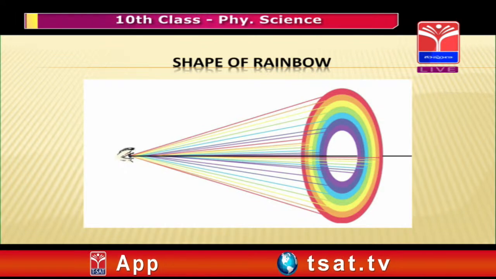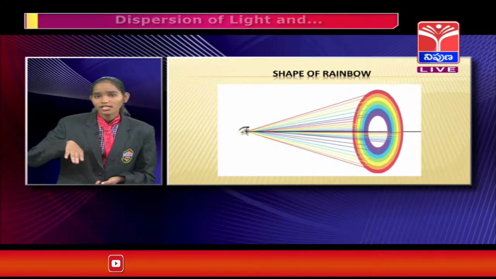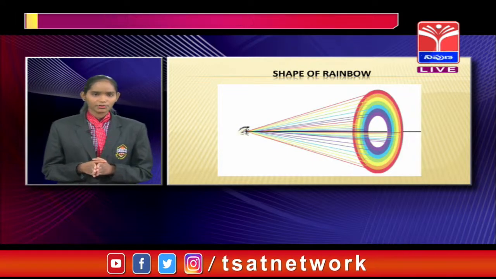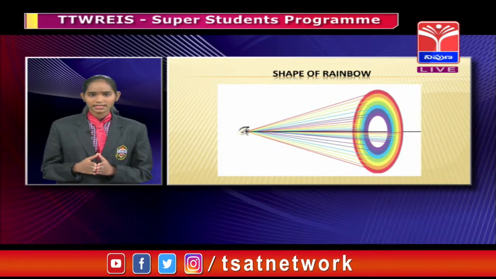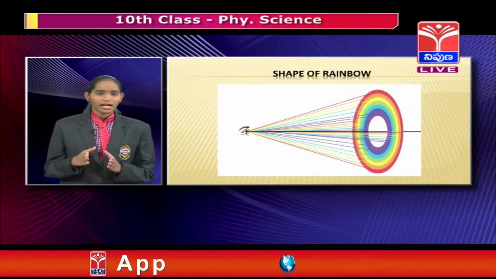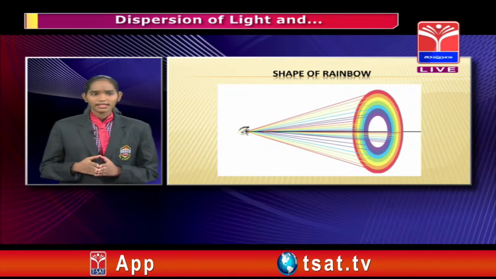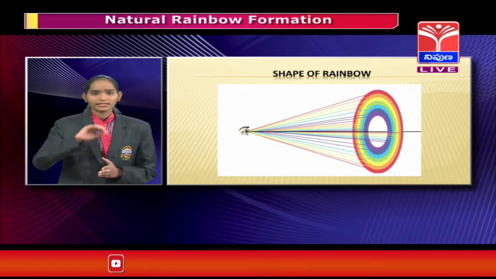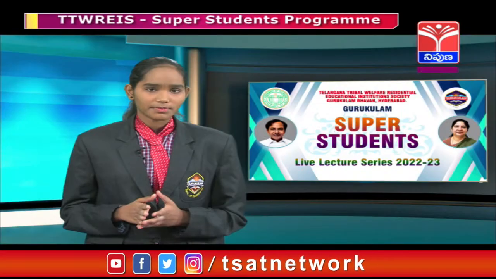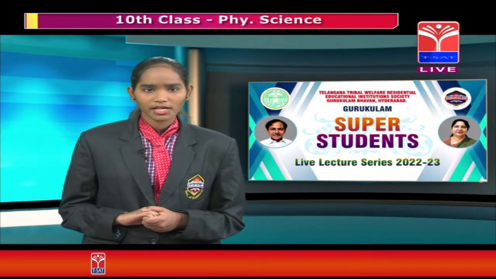If you observe a rainbow from an aeroplane, you will see a full circle of a rainbow. So, in order to see the rainbow from the ground, the sun should be behind the observer and the rain should be in front of the observer. Then he can see a bright colorful rainbow. So, this is all about today's class, dispersion of light and natural rainbow formation. I hope you understood, guys.